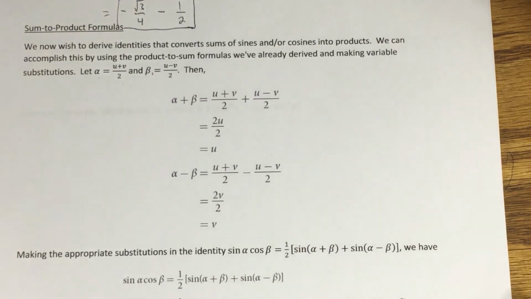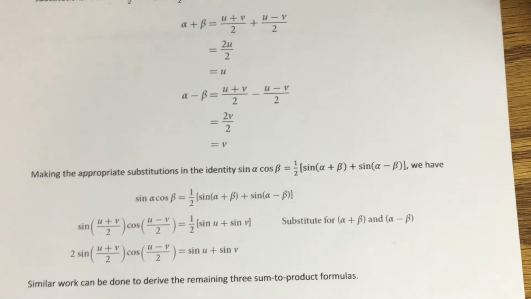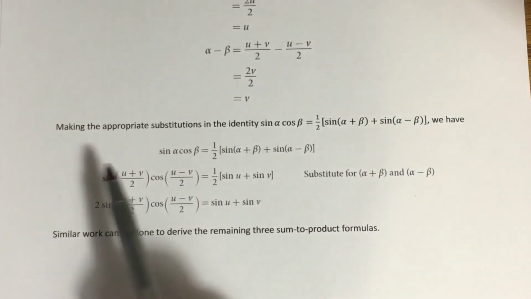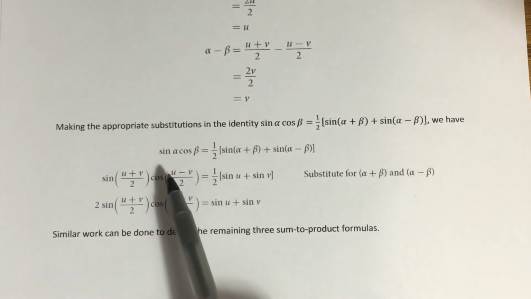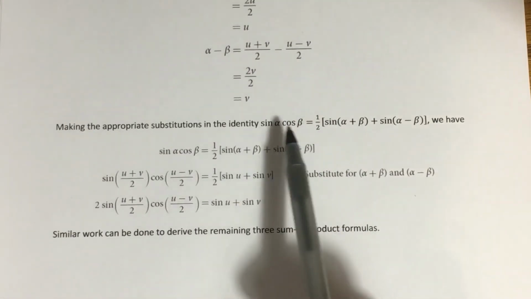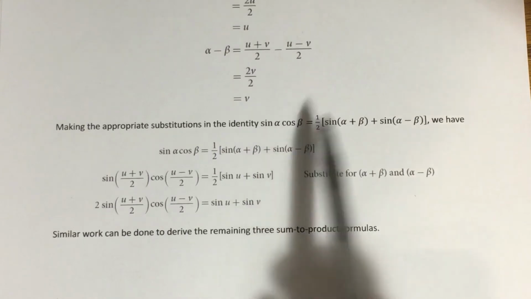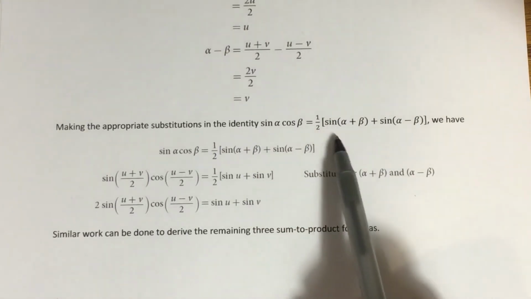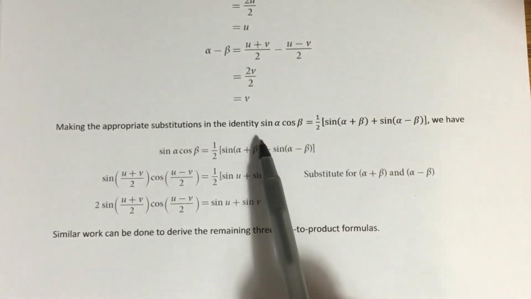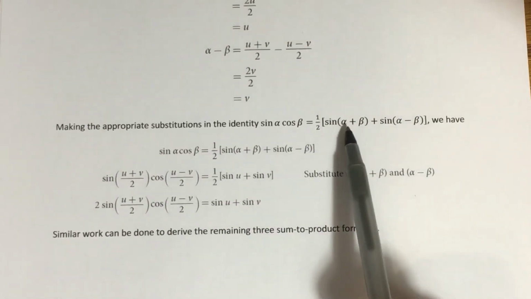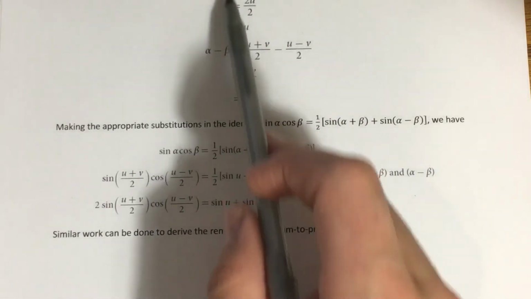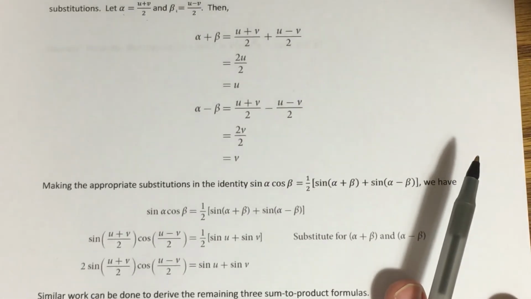Now again, it probably doesn't seem clear why we are doing this at all. Here's where we're going to make this useful. We're going to take one of our product sum formulas that we've already developed. In this case, sine of alpha cosine of beta equals 1/2 times sine of alpha plus beta plus sine of alpha minus beta. Because those identities involve a sum of alpha and beta and a difference of alpha and beta, that's where these substitutions are going to be useful.